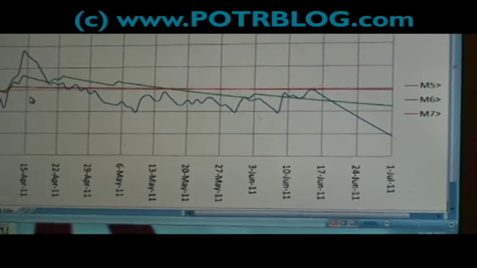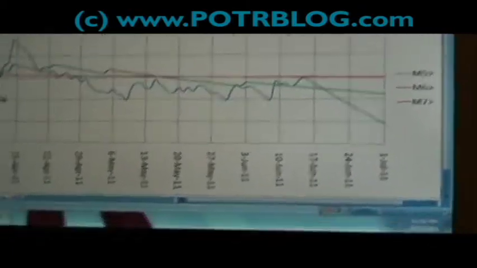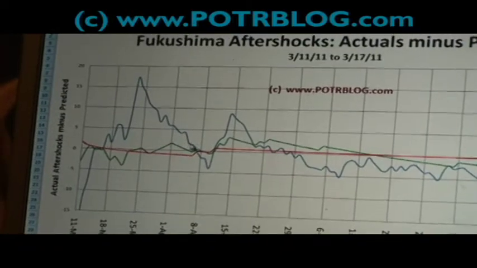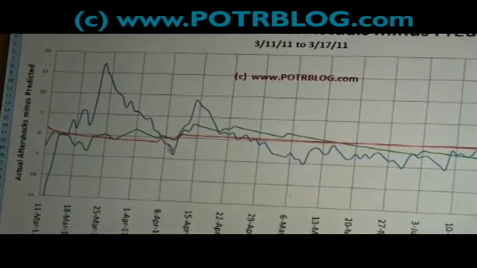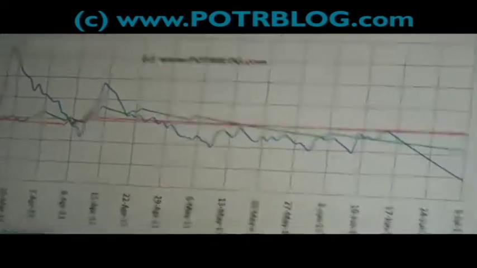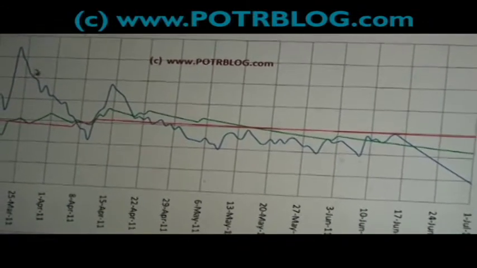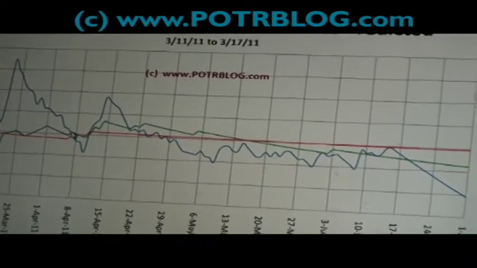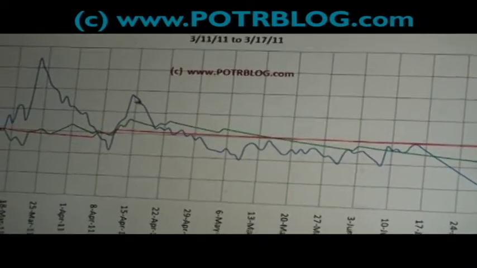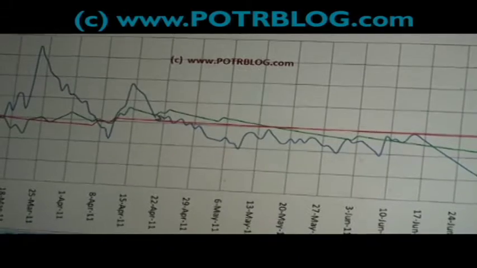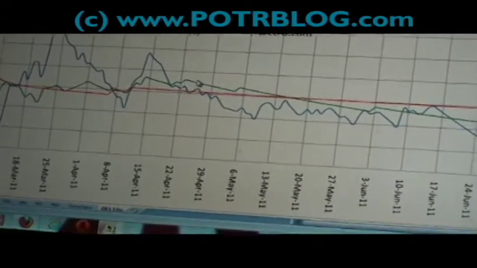Now, what I've done here is I've looked for patterns. And one of the interesting patterns, if you can see it here, is that whenever the magnitude 5 shocks are decreasing, which means stress is building up, when that line crosses the magnitude 6 expected, there's an earthquake in the magnitude 6 range. So you see here the decreasing blue line, and right where it crosses the green line, there's a magnitude 6 earthquake. Here again, as the magnitude 5 earthquakes are declining and stress is building up, once it crosses the magnitude 6 line, we get an earthquake.